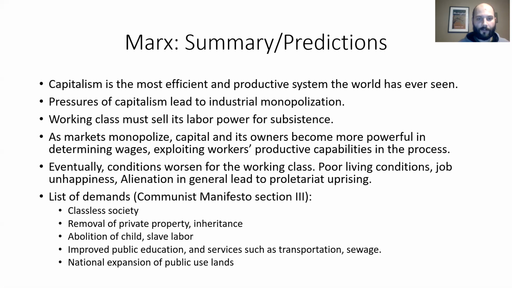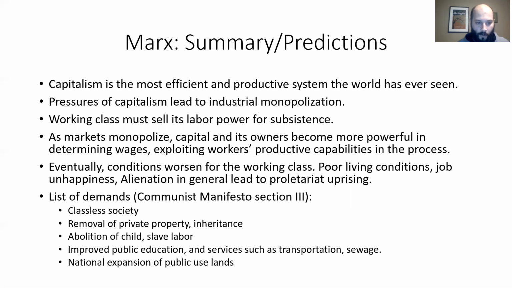So finally, we see some summary and predictions from Marx. Marx believes that capitalism is the most efficient and productive system that the world has ever seen, but that the pressures of capitalism would ultimately lead to industrial monopolization, more power of the ownership class. The working class would have to sell its labor for subsistence, and as markets monopolize, the ownership class would become more powerful in determining wages, extracting surplus and exploiting workers' productive capabilities. Less of the gains from capital improvements would go to workers, more to the capitalists.